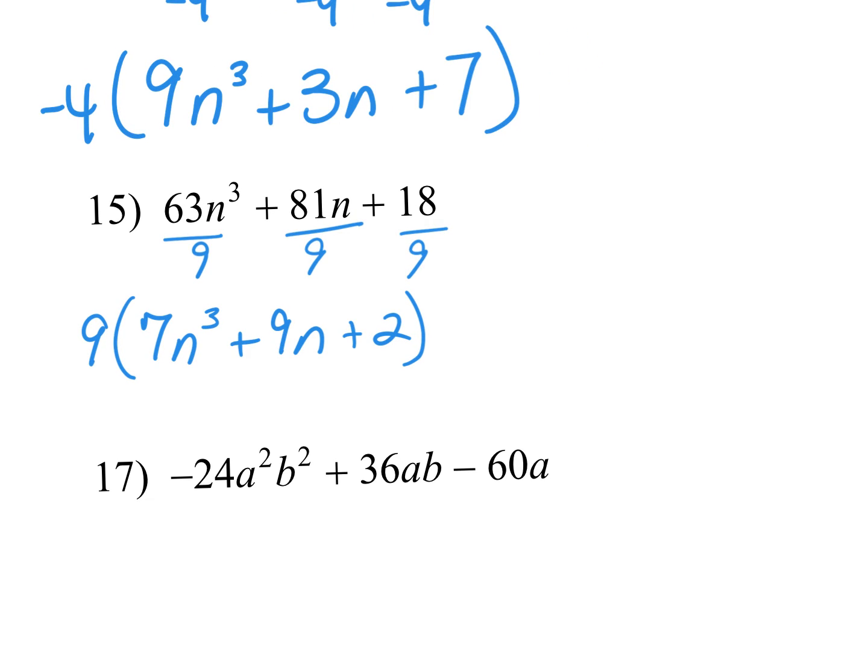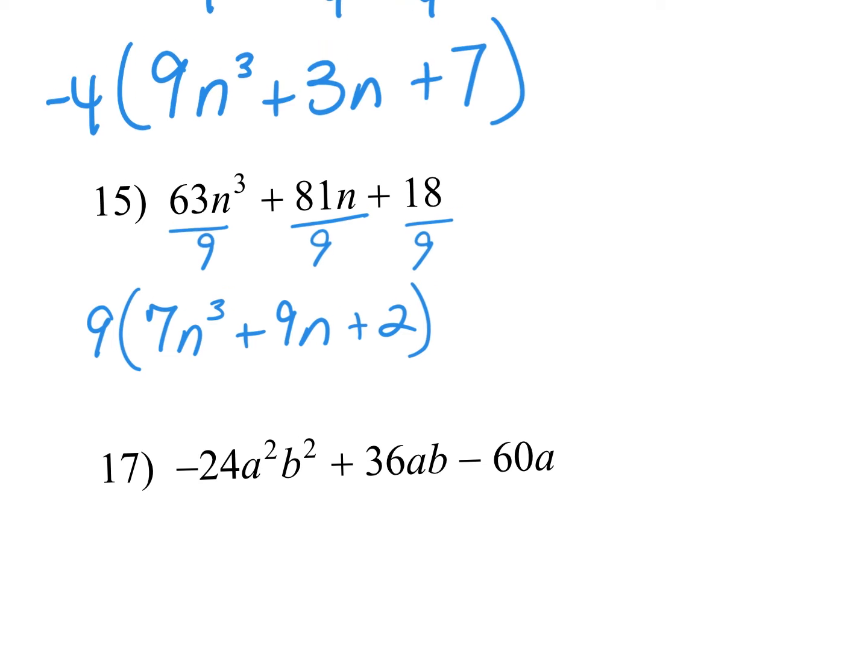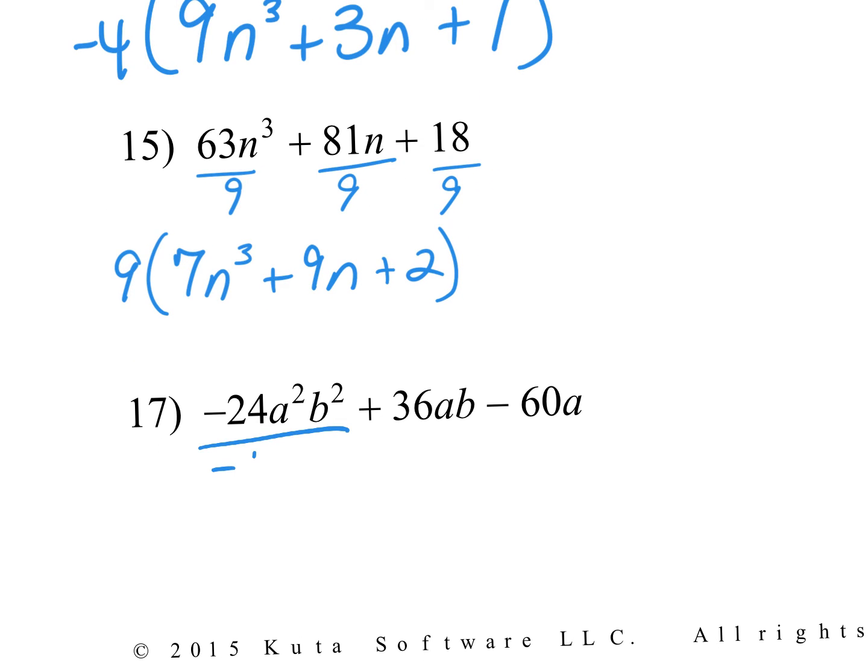Now, 17 and 18. Do we just skip these because they look hard? No, we do the exact same thing. Treat each thing separately. Look at numbers, then the different letters. What number can I take out of 24, 36, and 60? Negative 6. Why are we saying negative 6? Because it leads with a negative. Good job. Can I take out anything else?